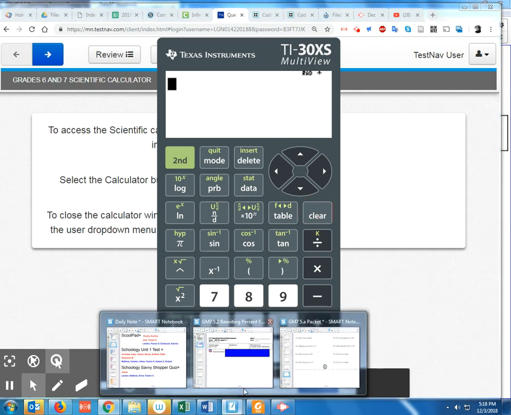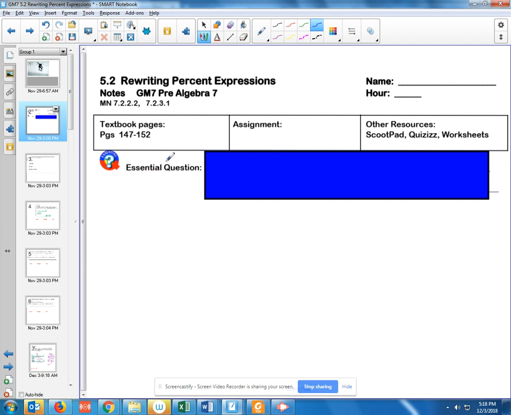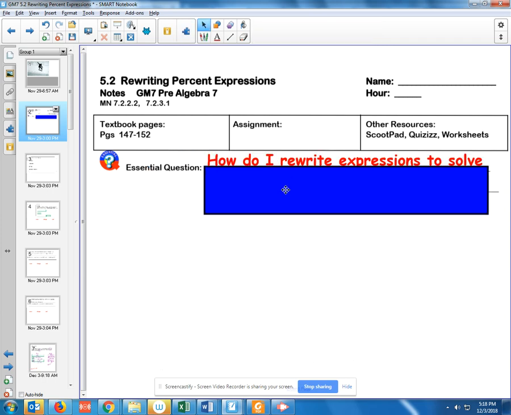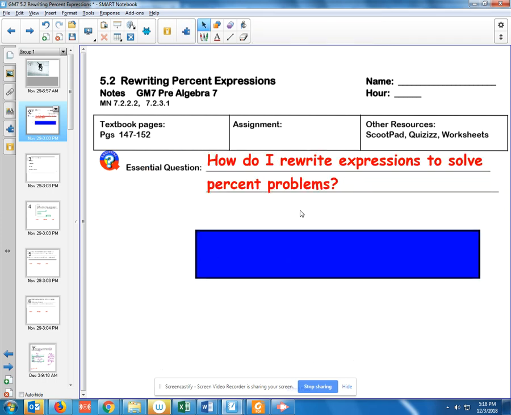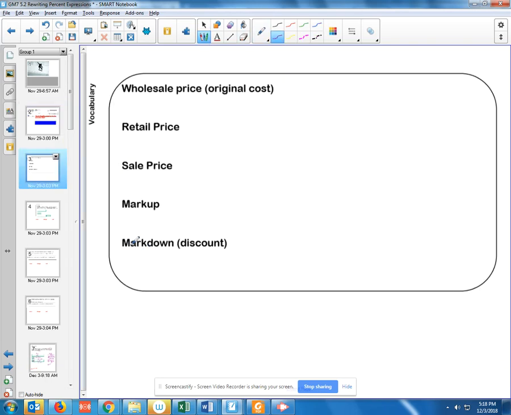Okay. And we're going to start off right away with our essential question today. We're going to rewrite percent equations or expressions in a way to help us solve percent problems. So how do I rewrite expressions to solve percent problems? Here we go. We have a lot of terminology in here. Not all of this terminology may be exactly in your textbook, but I definitely want to talk about these. Okay. Wholesale price.